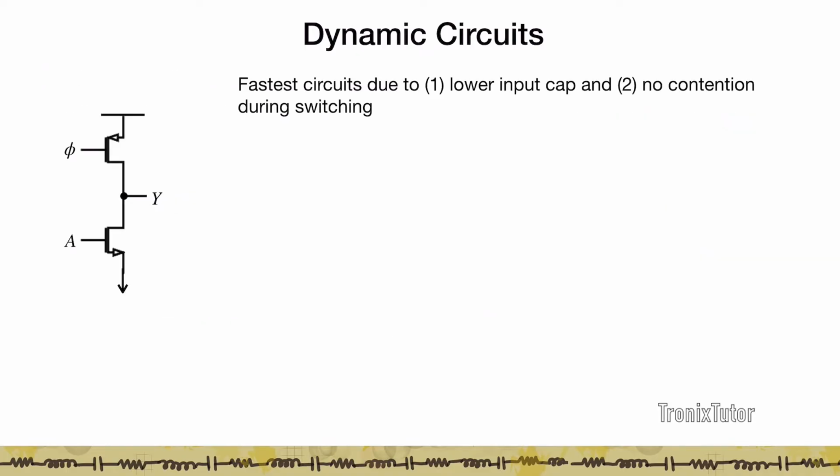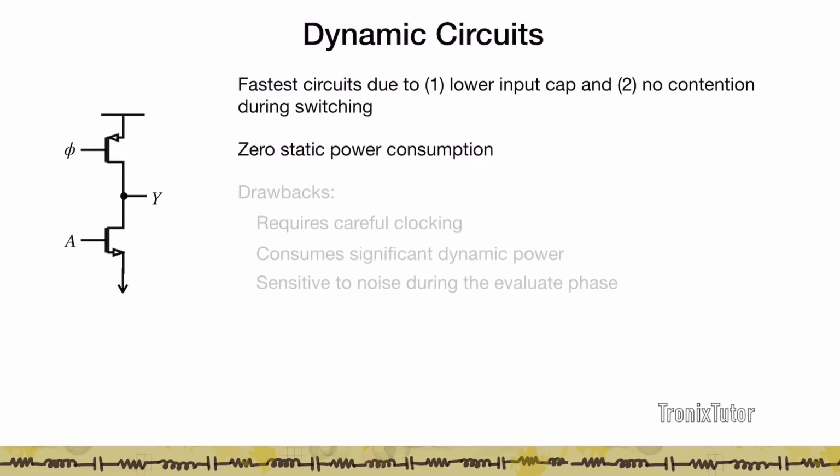Obviously, because these are mostly NMOS circuits with the signals going only to the NMOS, they are fast because you have lowered the input capacitance, and also because the clock ensures that the PMOS is not on during evaluation. There is no contention, and hence the circuit tends to be faster. Also, it has zero static power consumption.